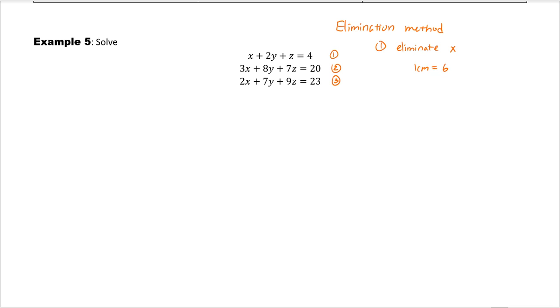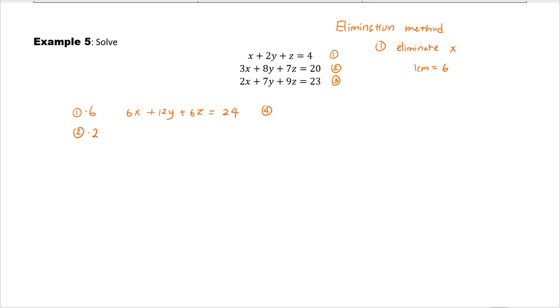Okay, so how do we get the LCM? Alright, the first equation we can multiply by 6, and then we get 6x plus 12y plus 6z equals 6 times 4, which is 24. Okay, and this is equation 4.